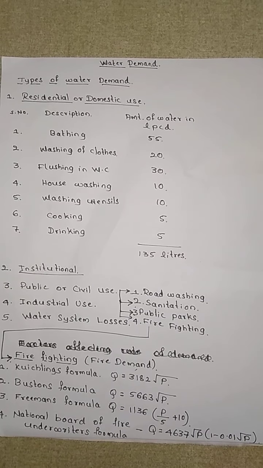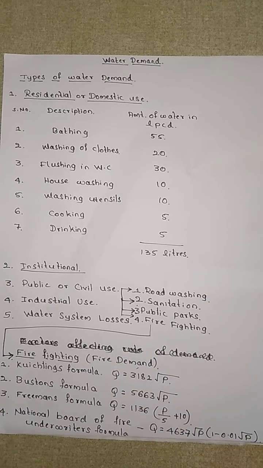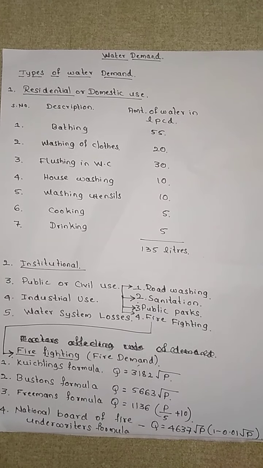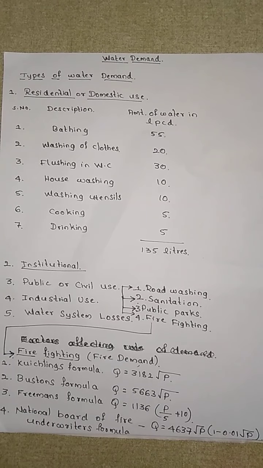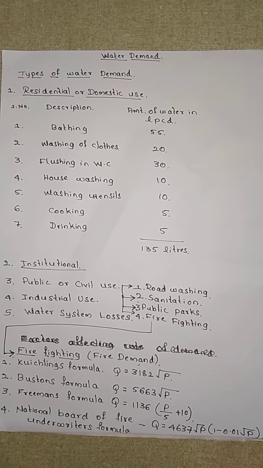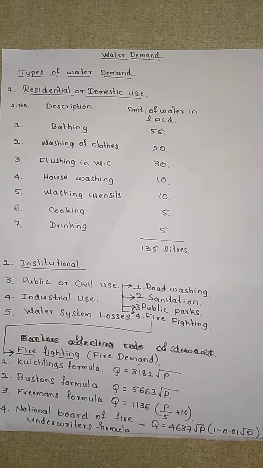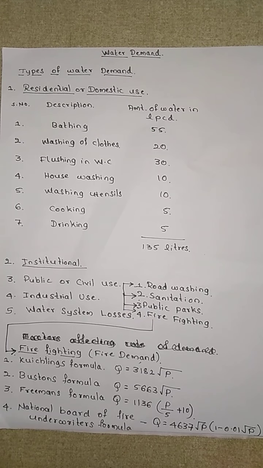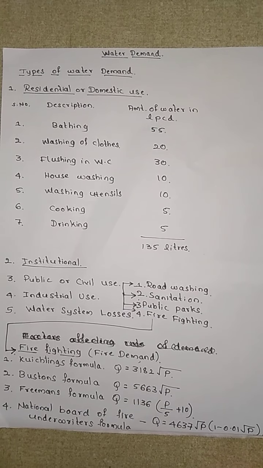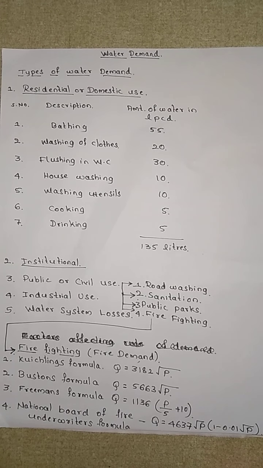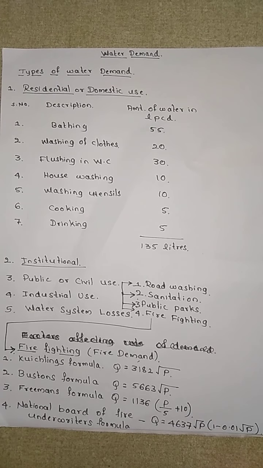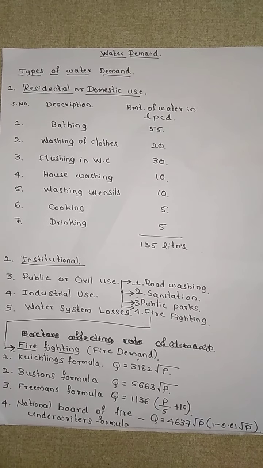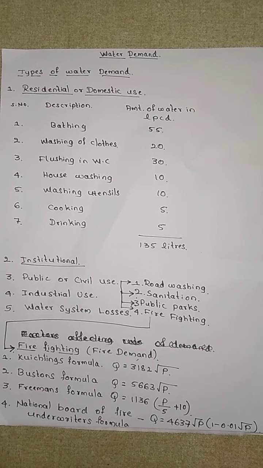Similarly for the sanitary purpose, that is cleaning of the sanitary blocks and flushing of the sewer system, we will be having various public lavatories at local places. For flushing them, we require around 3 to 5 liters per head per day. Then water requirement for maintaining the public parks is 2 to 3 liters per square meter per day, depending on how much area there is for each park.